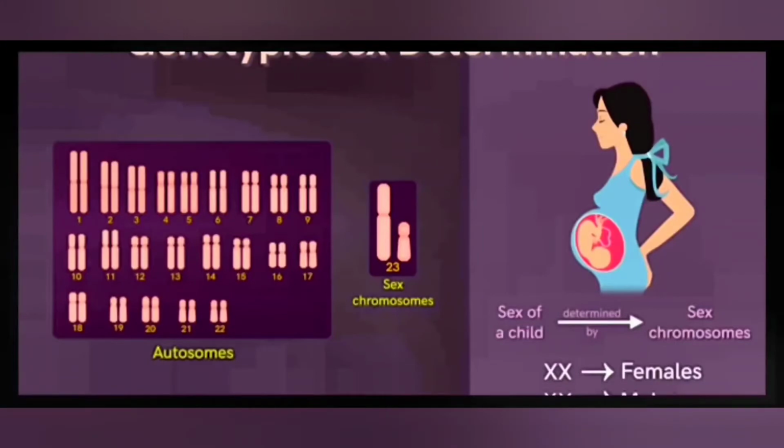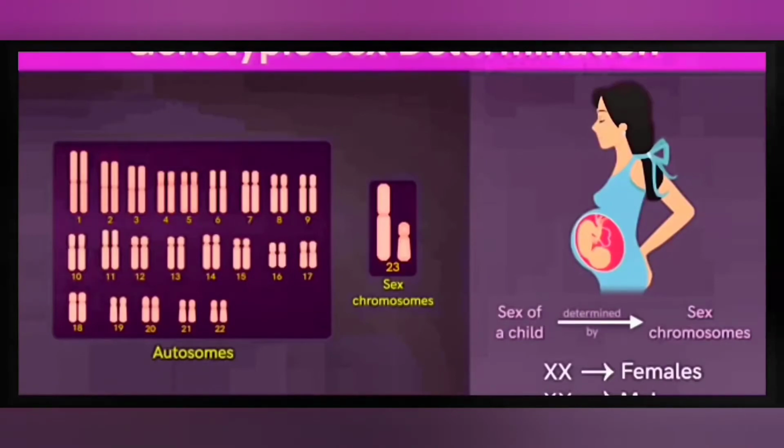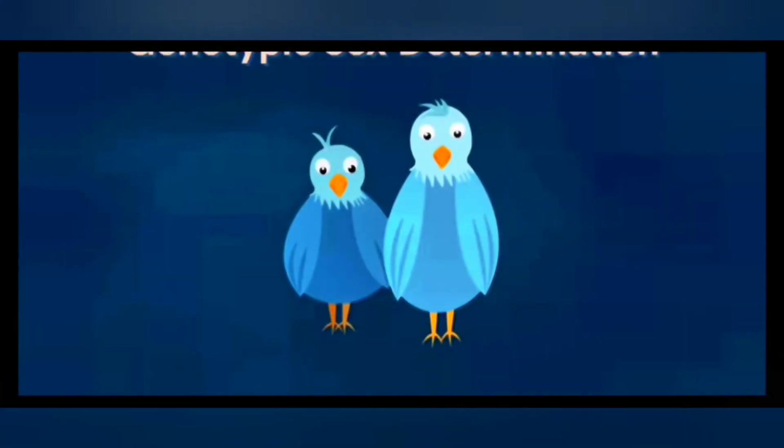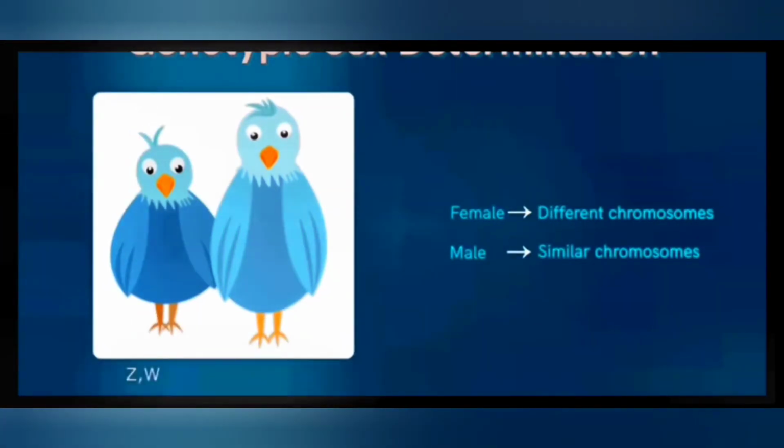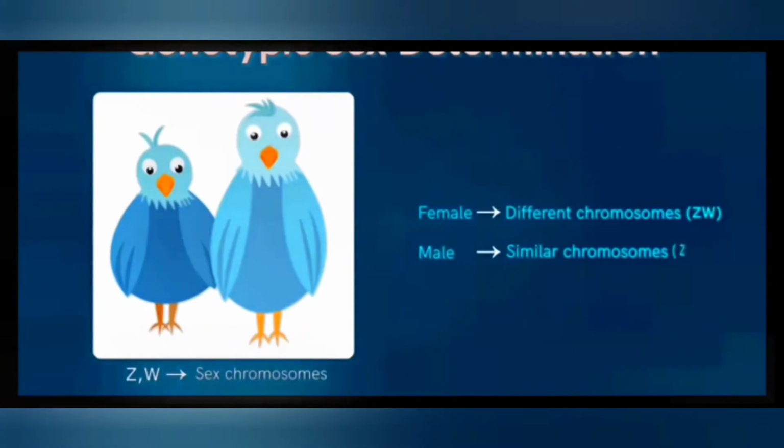So human beings show male heterogamety, where males are producing two different types of gametes. But there are animals like birds which show female heterogamety, because in birds females have two different chromosomes for identifying their sex, whereas males have only similar chromosomes. So females have Z and W sex chromosomes and males have only Z sex chromosomes. So they show female heterogamety.